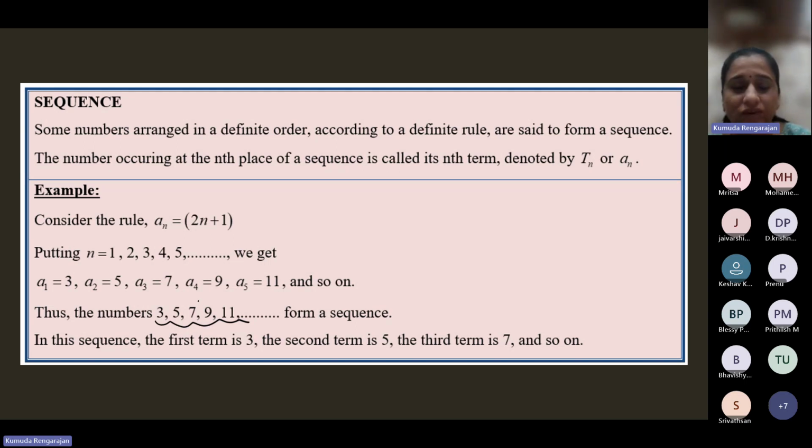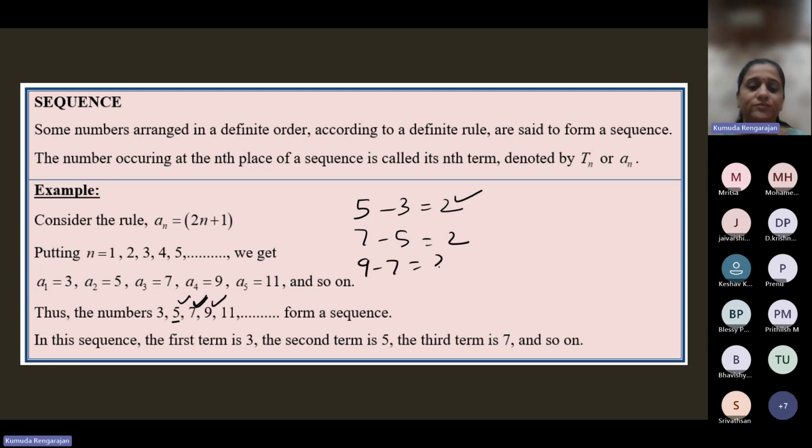So in a sequence, if the difference between any term and its preceding term is a fixed value, a constant, then that sequence is said to be in arithmetic progression. Here, 5. What is the preceding term? 3. What is 5 minus 3? 2. So this is the difference. Now let's check with 7 and 5. 7 is a term and its preceding term is 5. So 7 minus 5, 2. Again, 9 minus 7, 2. 11 minus 9.